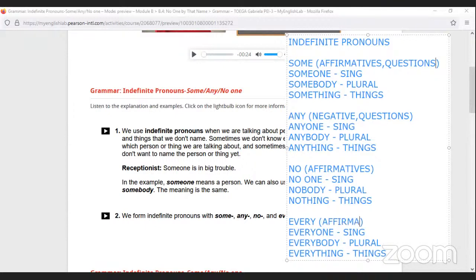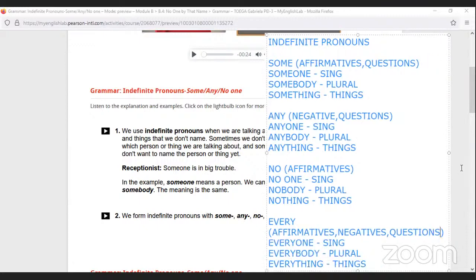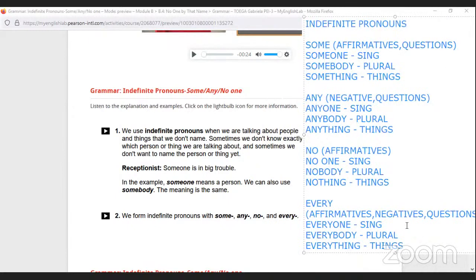So every, we can use it in affirmatives, negatives, and questions, okay? So we could use it with everything. These are the only differences between these four, okay? So remember this: any, anything, always with negative, and nothing, always with affirmative sentences, okay? Now in the platform, we will see some examples, okay?